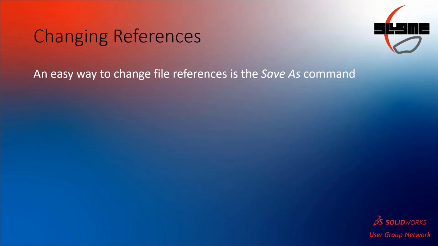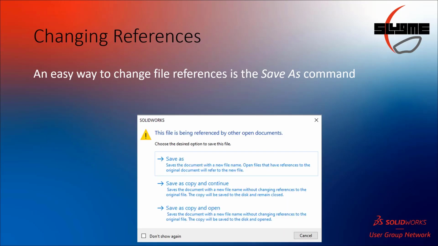Well, what's one of the easiest ways to change a file reference? That happens to be Save As. Save As is a pretty easy way to get there. Open up your assembly, open up one part and say Save As. What's it going to do? It's going to update the reference to that assembly to point to the new one.